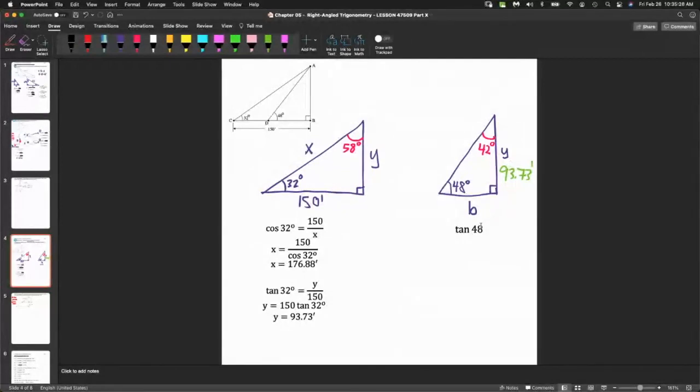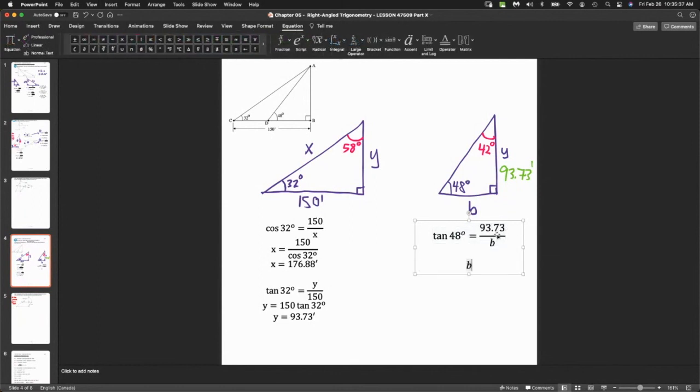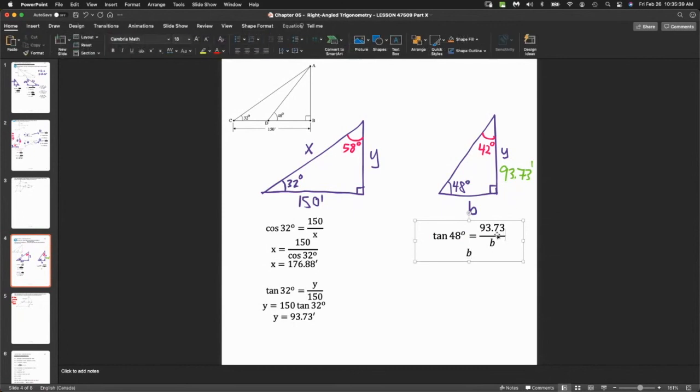Okay, so back here now we have tan of 48 is equal to 93.73 over b. So b is equal to, in this case, Denny, to your comment, in this case we're going to divide them. And so the order does matter here. Here the order when they're multiplied doesn't matter, but here it definitely does, the division has the length on the top.